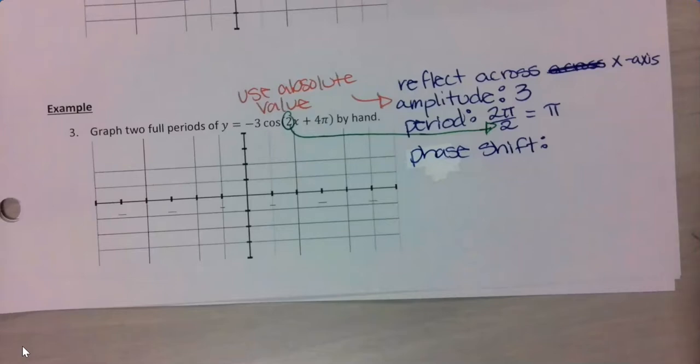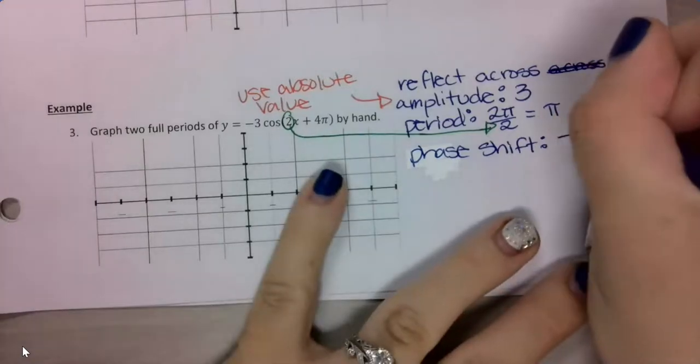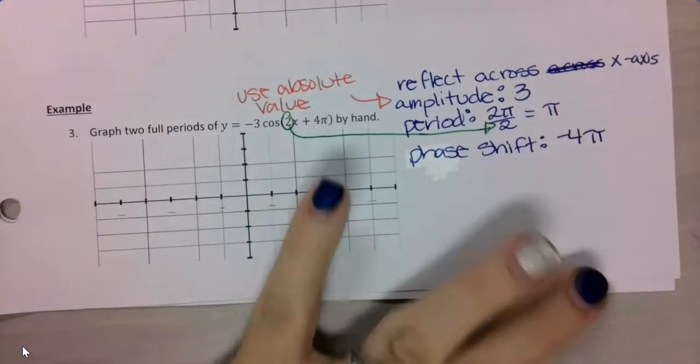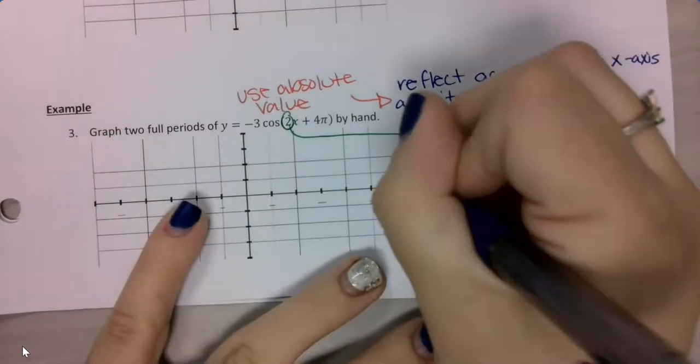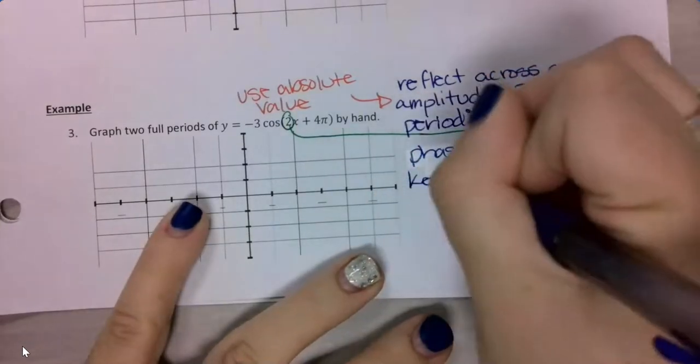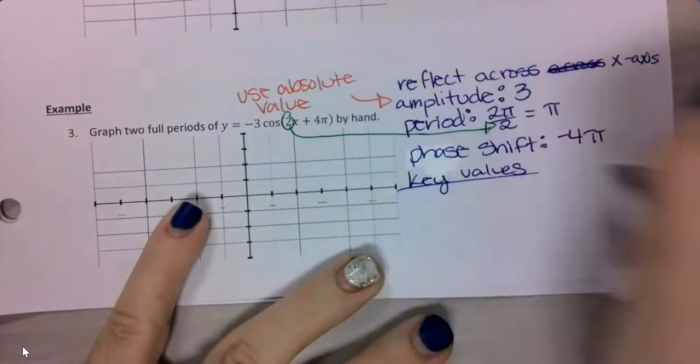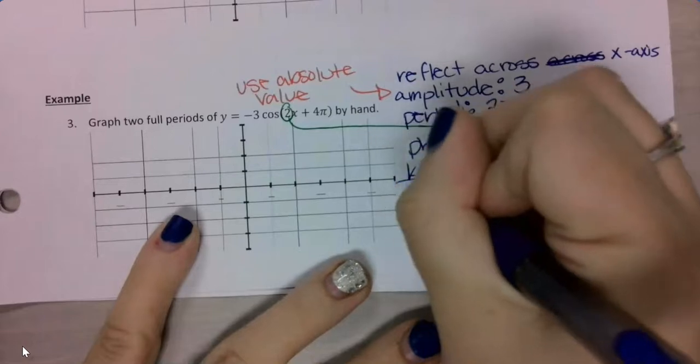So what is my negative 4 pi? Remember, opposite the sign. And then my key points, or key values. I'm going to take my period and divide by 4. So I'm counting by pi fourths.